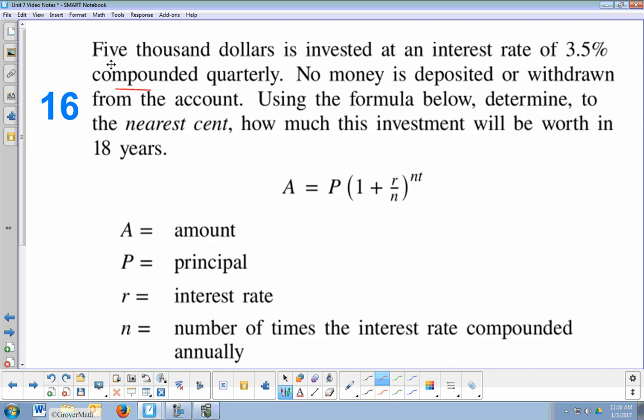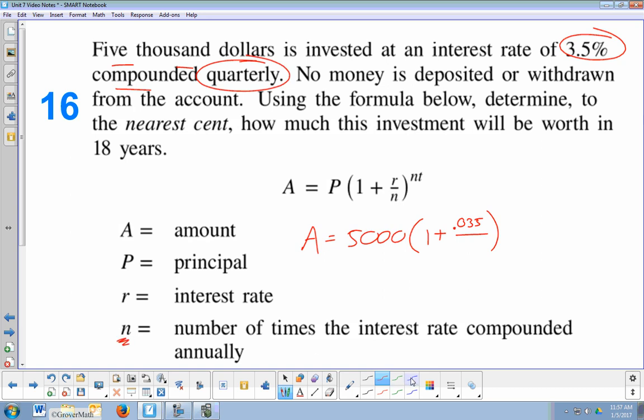So in this question, $5,000 is invested. So that's going to be your initial investment, the principal. 1 plus a rate of 3.5%. And now divide that by 100 to get the decimal version, 0.035. And it's compounded quarterly. So quarterly, that's where N comes in.